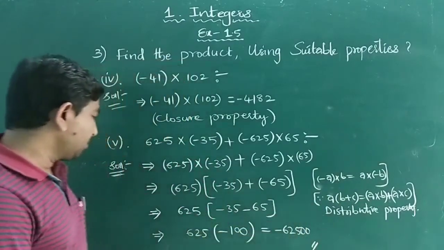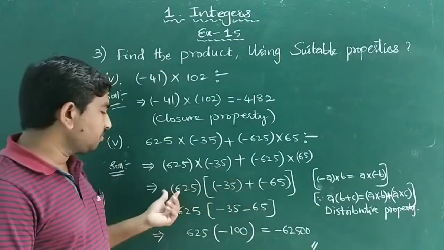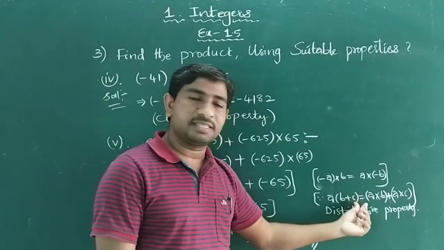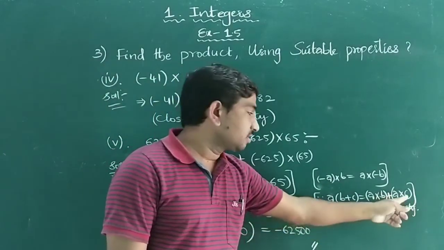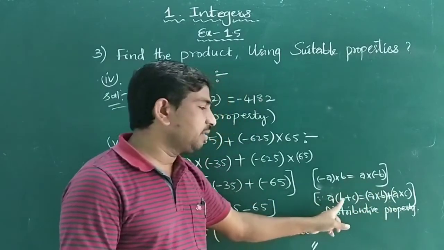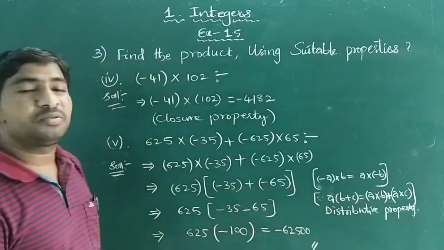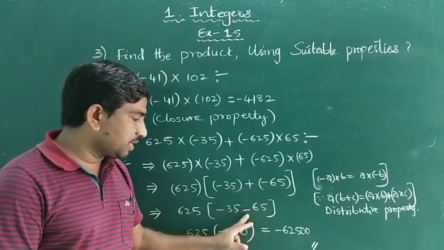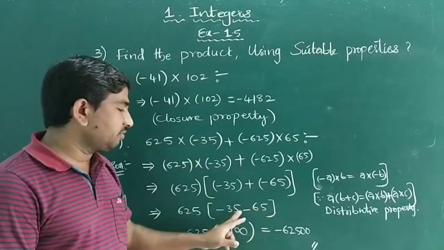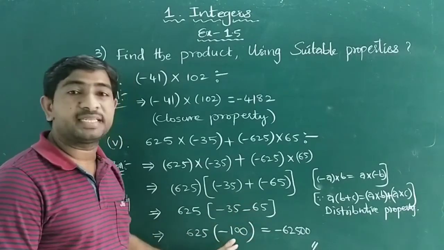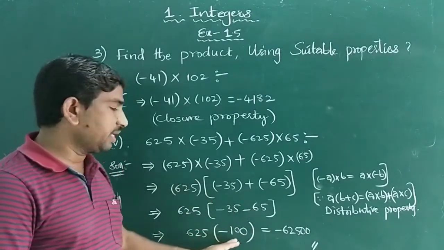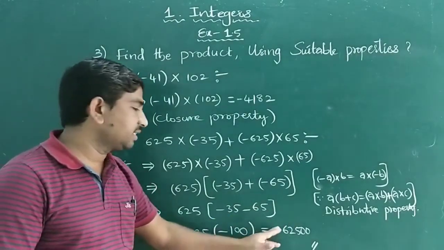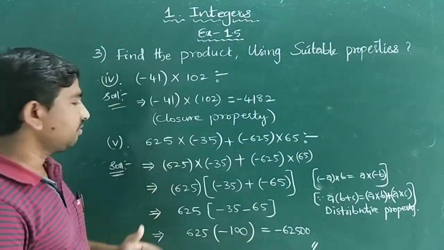Now if you observe, it is in a into b plus c form. A into b plus c is equal to a into b plus a into c. So this form is converted to a into b plus c form. This is called the distributive property. 625 into minus 35 plus minus 65. So minus 35 minus 65 is how much? Totally minus 100. So 625 into minus 100 is minus 62,500. So this is the fifth question.